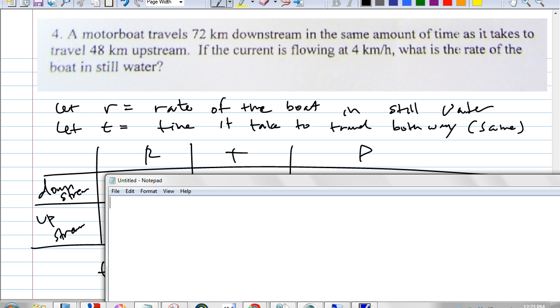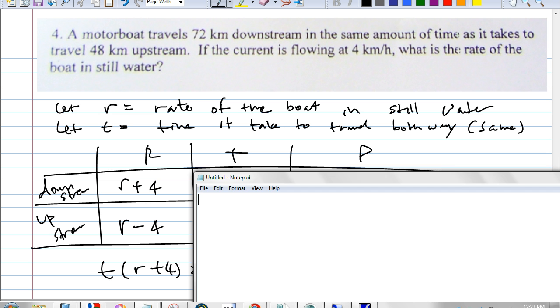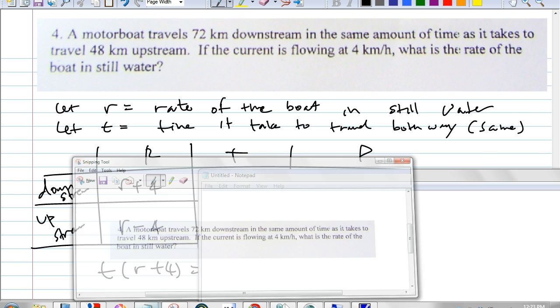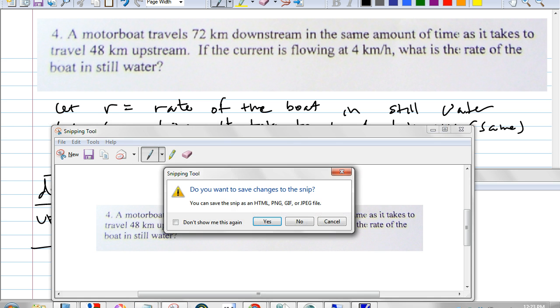Wouldn't it be 72 over half of t? No. What's the rate for downstream? How fast is the water, guys? 4. So, and how fast am I going? My boat. It's r. So what's the downstream speed? r plus 4. What's the upstream speed? r minus 4. Yes? Guys, this is not that hard, is it?